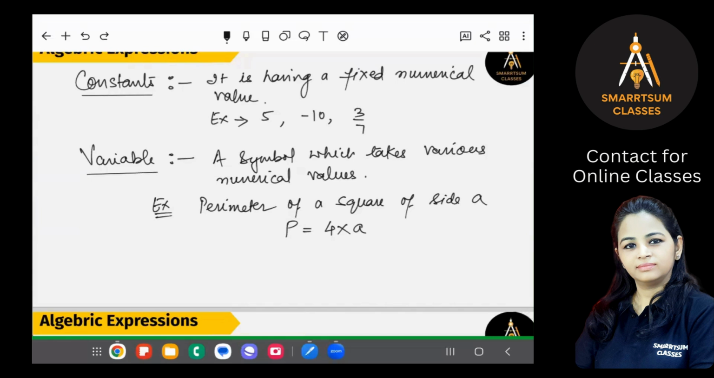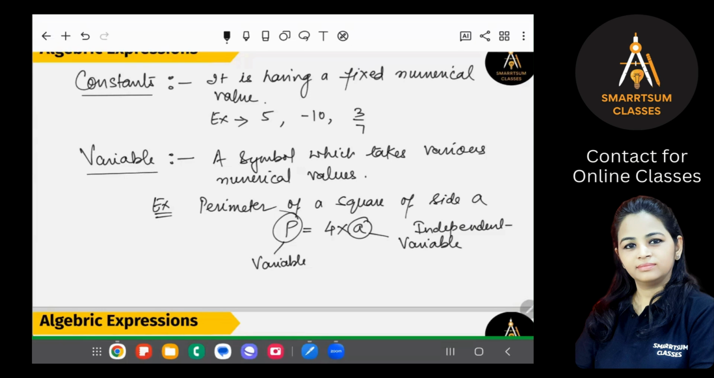P can have any numerical value depending upon A. Similarly, A is also a variable here. You can have a square of any side, it may be 5 centimeters or 10 centimeters or 1 meter, whatever. So both P and A are variables. But there is a difference between these two variables. And what is that difference? The difference is that A is an independent variable.